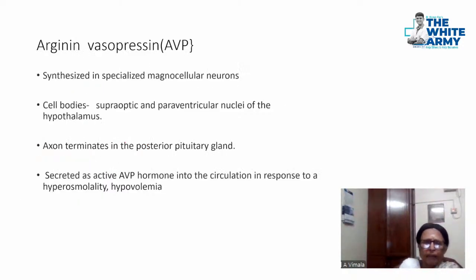So what is this arginine vasopressin? It is synthesized in the specialized magnocellular neurons. The cell bodies are located in the supraoptic or paraventricular nuclei of the hypothalamus. The axon from the cell body terminates in the posterior pituitary gland. The prohormone secreted by the hypothalamus gets activated and is secreted as an active AVP hormone into the circulation. Again, the stimuli being hyperosmolality, hypovolemia, the other stimuli being pain, drugs, etc.